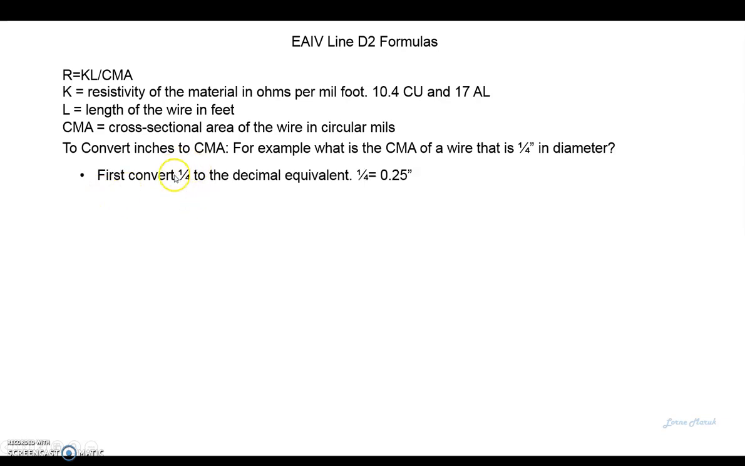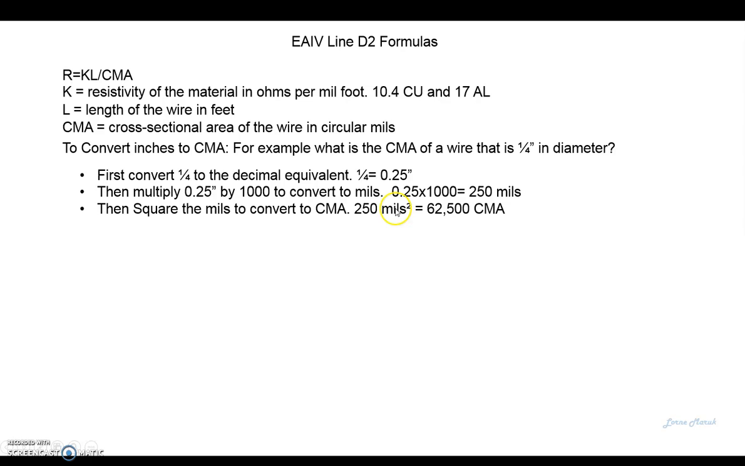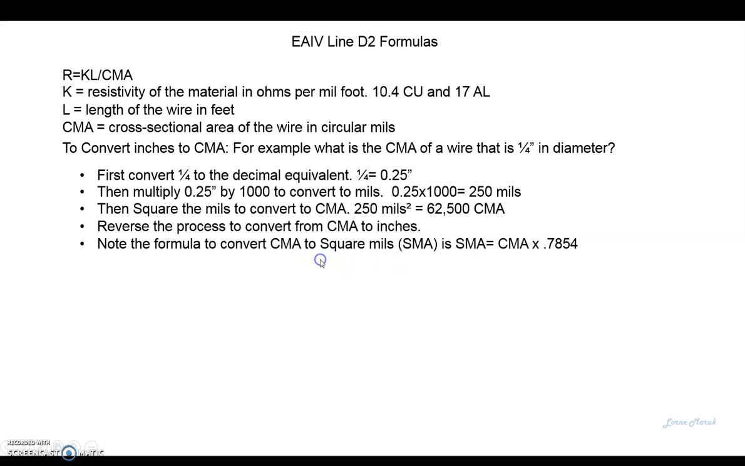Now, if we're given the wire diameter in inches, we can convert that to the circular mill area by first taking the equivalent fractional value and converting it to the decimal value. In this case, 1/4 equals 0.25 of an inch. Then we multiply the 0.25 by 1,000 to convert to mils, and then square the mils to get our CMA, 62,500 in this case. And we can also reverse that process to go from the CMA back to inches if required. Also, something called square mill area: we can convert CMA to square mils by multiplying by 0.7854.